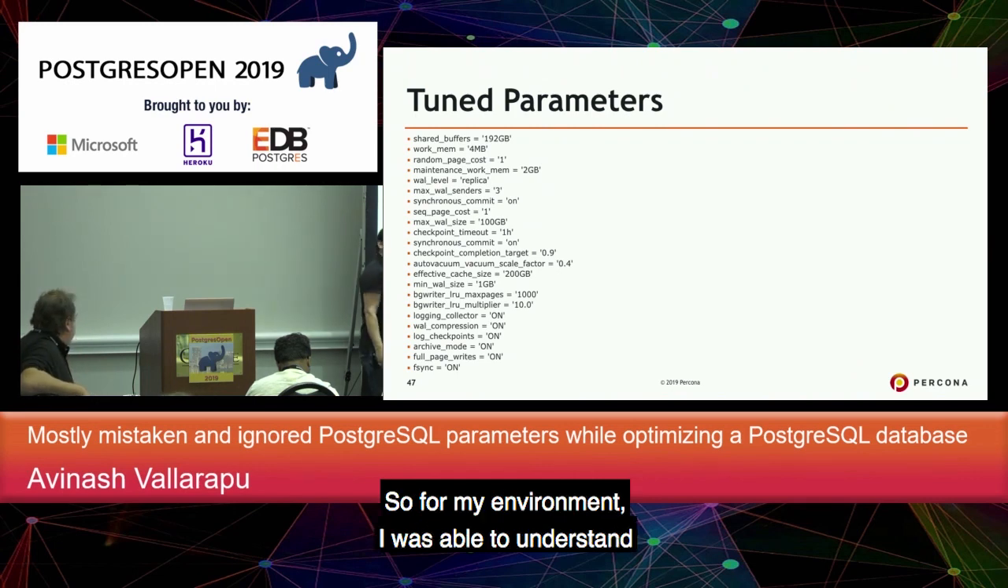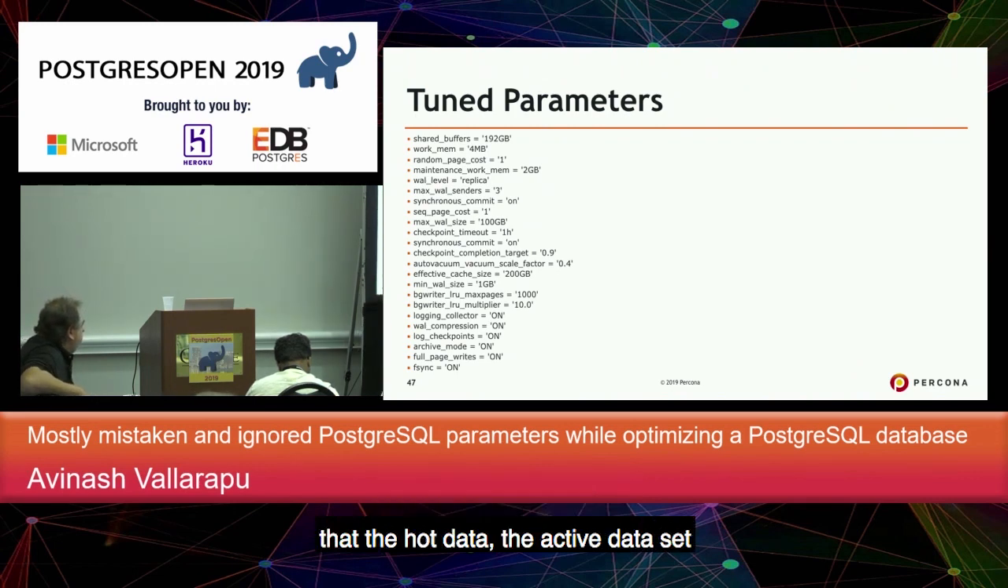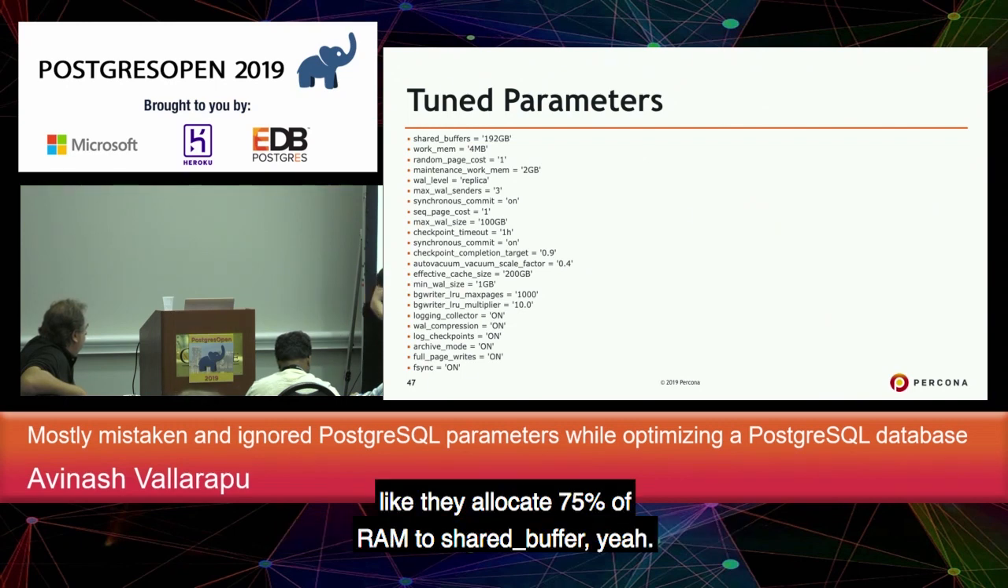So for my environment, I was able to understand that the hot data, the active data set, can all fit in memory, and it's almost around 190 gigs. So I set all that to shared buffers instead of copying it from the OS to memory. That's what even Amazon Aurora does. They allocate 75% of RAM to shared buffers.